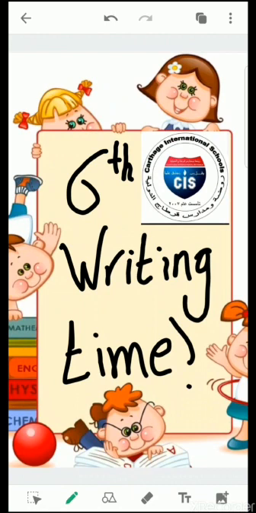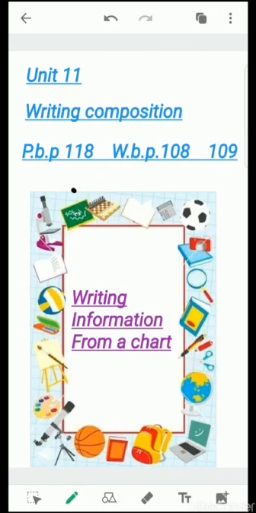Today we're going to discuss the last skill in our Unit 11, which is writing. So let's play the writing time together. Unit 11, writing composition. Pupil book page 118. Our workbooks pages 108, 109. Writing information from a chart. A chart means جدول.